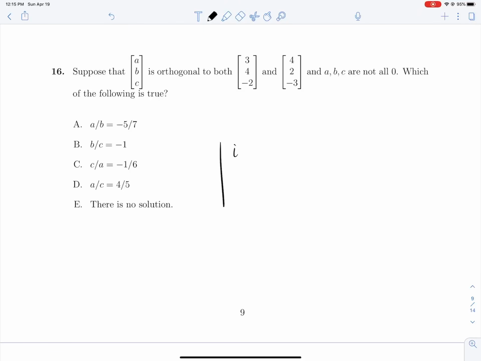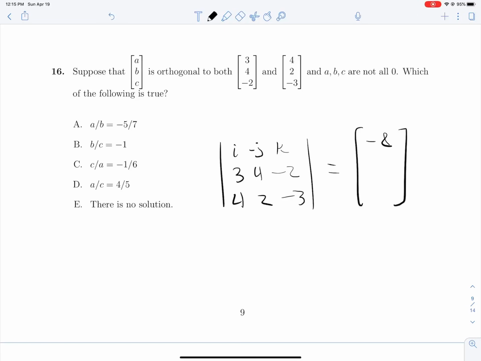So i, negative j, k, 3, 4, negative 2, 4, 2, negative 3. This will give us a row vector, but I'll turn it into a column vector. We'll get negative 12 plus 4, so negative 8. We'll get negative 8 plus 9, so 1. And then 6 minus 16, which is negative 10. And these guys are equal to a, b, c.